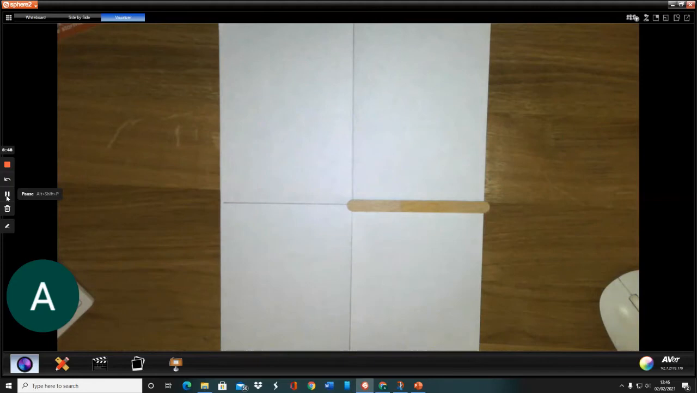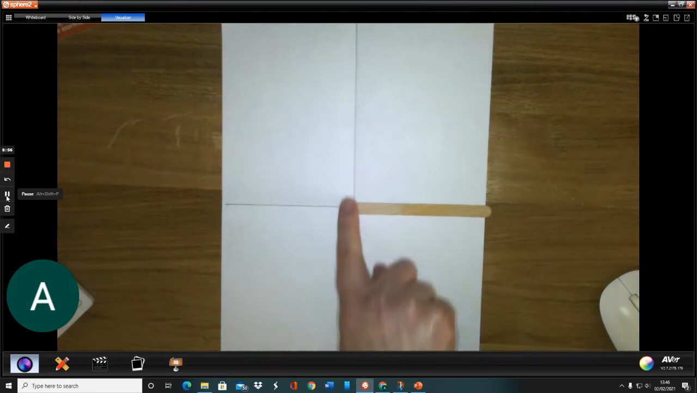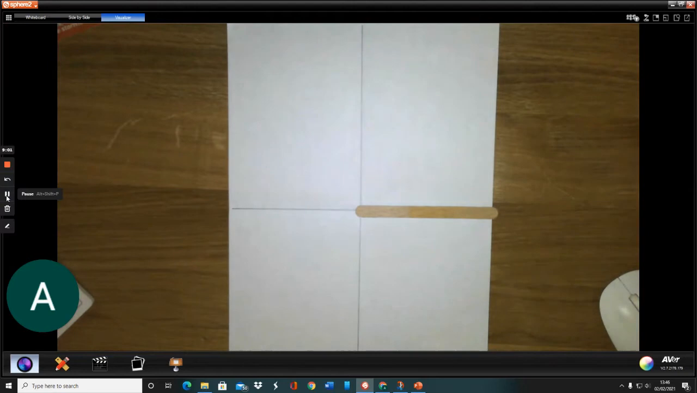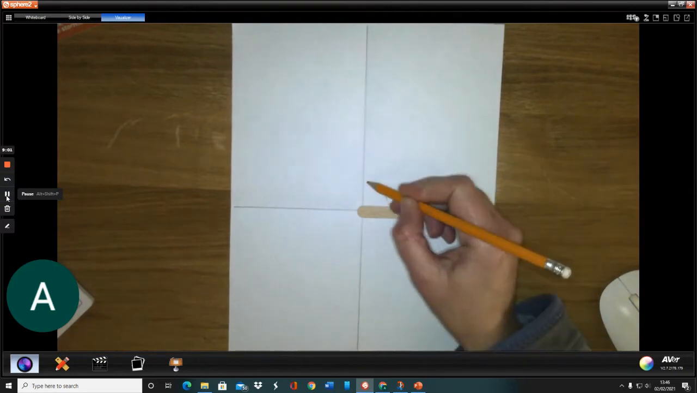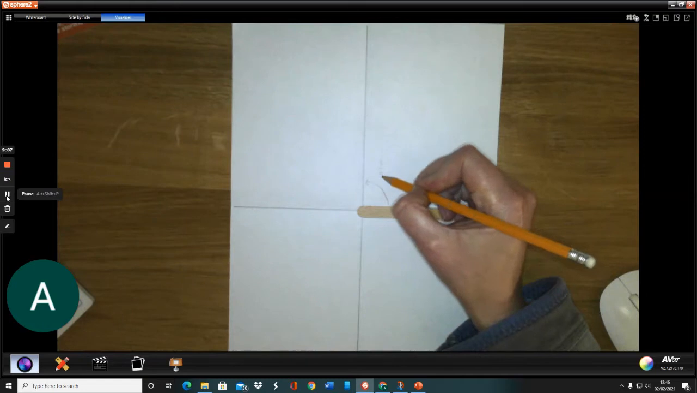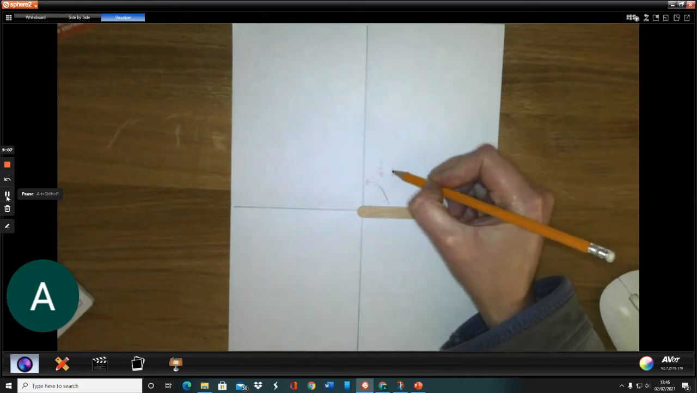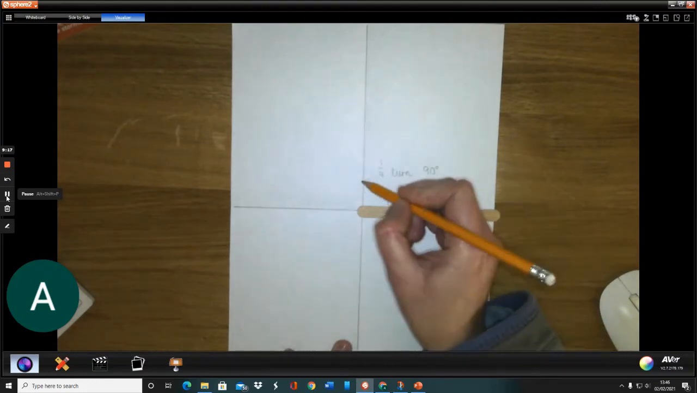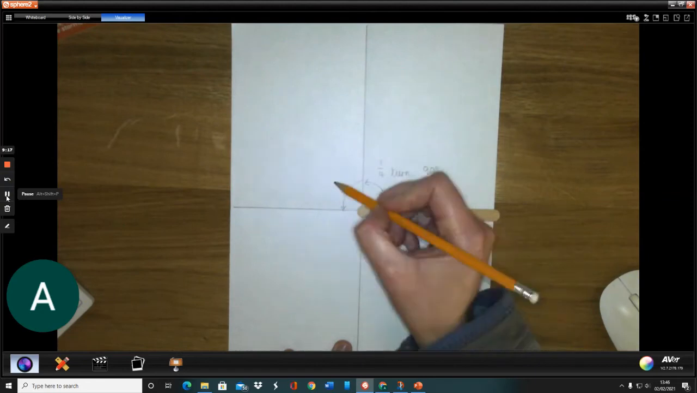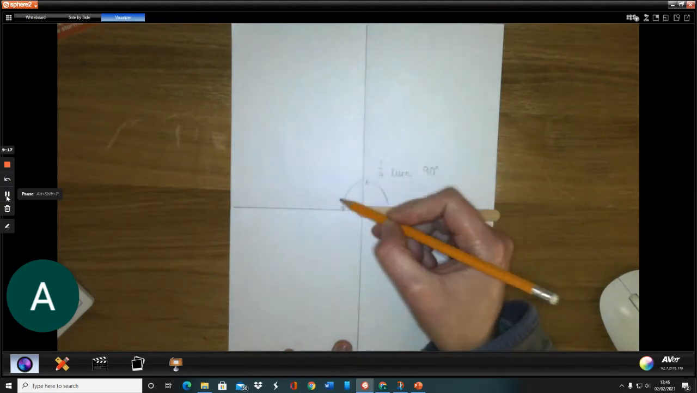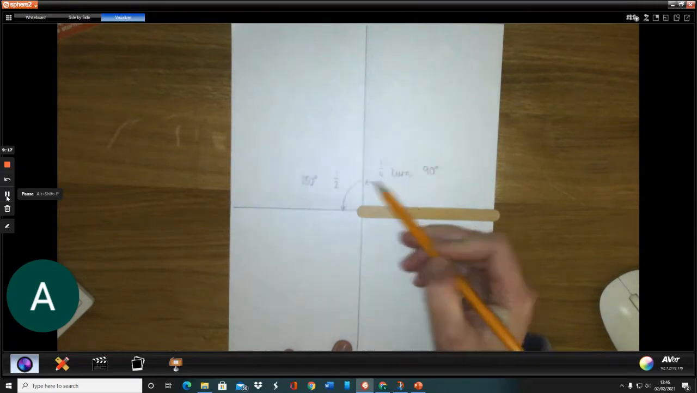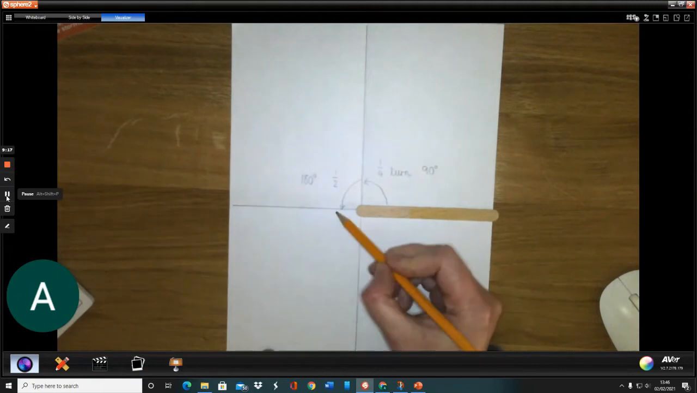Okay, so what I've done is I've got an ordinary A4 piece of paper. I folded it into 4 quarters and I drew the lines to make 4 quarters. So let's use this to recap. Here is a 1 quarter turn. Okay, that is 90 degrees. Here is another quarter turn. A quarter and a quarter make a half, and we know 2 lots of 90 degrees, there's one, there's another one, is 180 degrees.